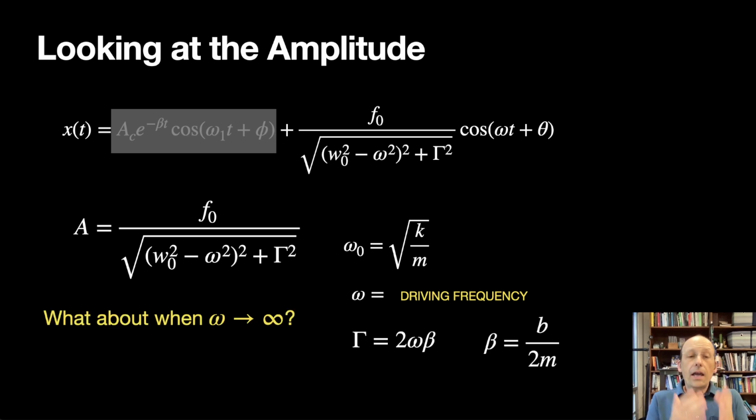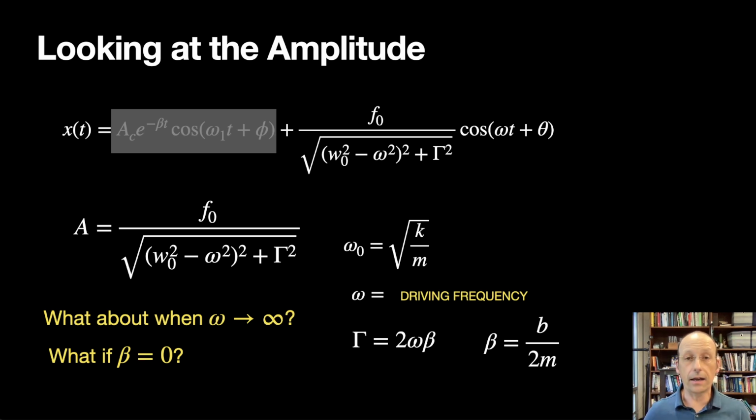So if you just look at this term, what's going to happen as omega goes to infinity? Well, as omega goes to infinity, this term is going to get really, really large, and it's going to be bigger than omega 0, but that's fine because it's squared. Gamma depends on omega too, right? So that's going to get big. So this whole thing on the bottom is going to get big. And as this thing gets really, really big, what happens to the amplitude? It gets smaller.